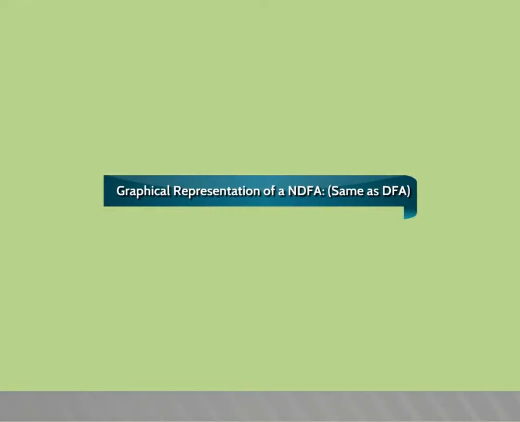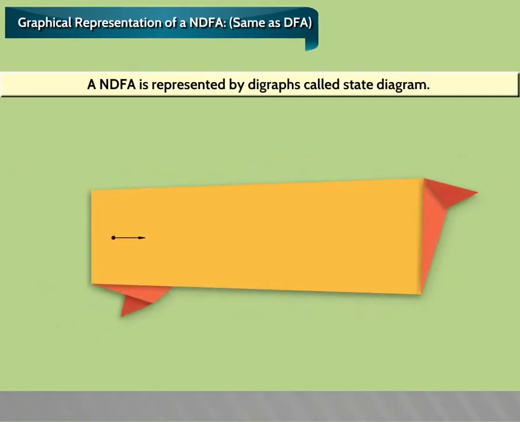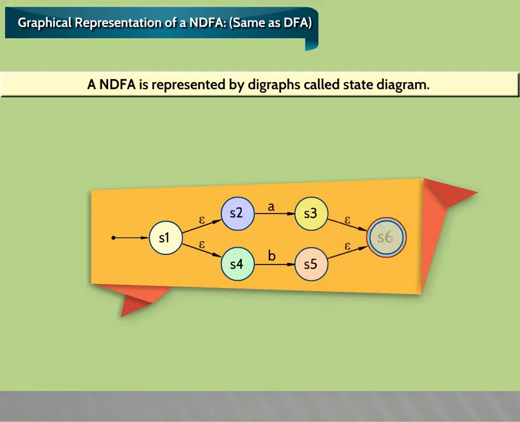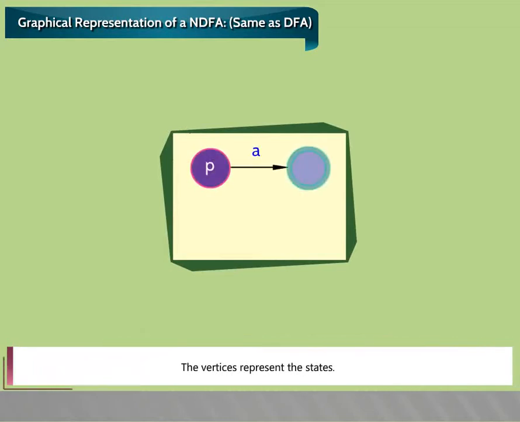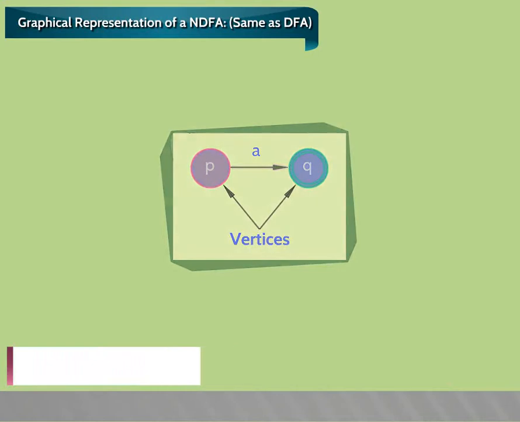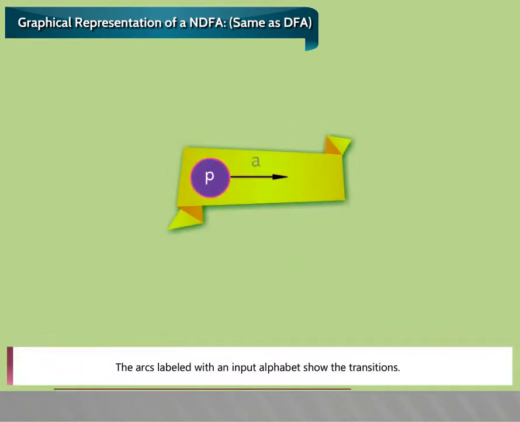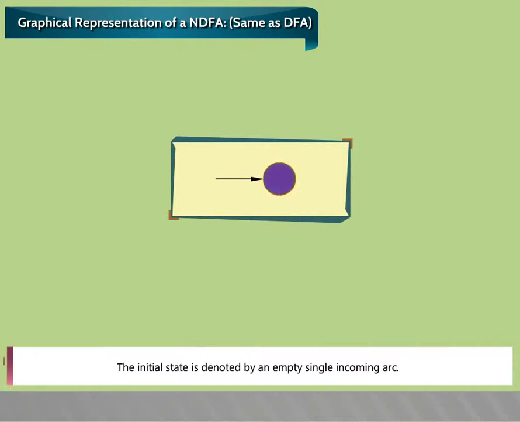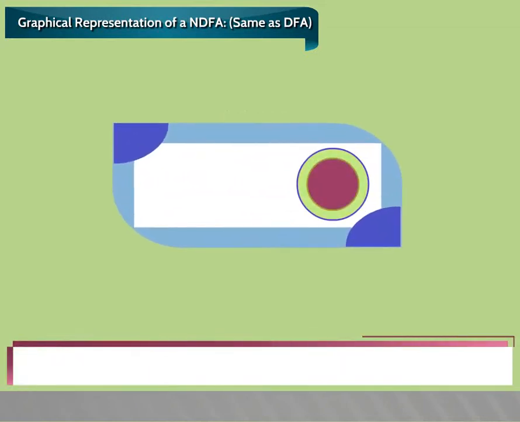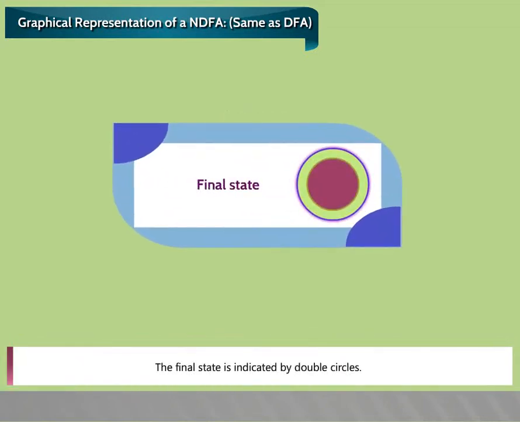Graphical representation of a NDFA, same as DFA. A NDFA is represented by digraphs called state diagram. The vertices represent the states. The arcs labeled with an input alphabet show the transitions. The initial state is denoted by an empty single incoming arc. The final state is indicated by double circles.